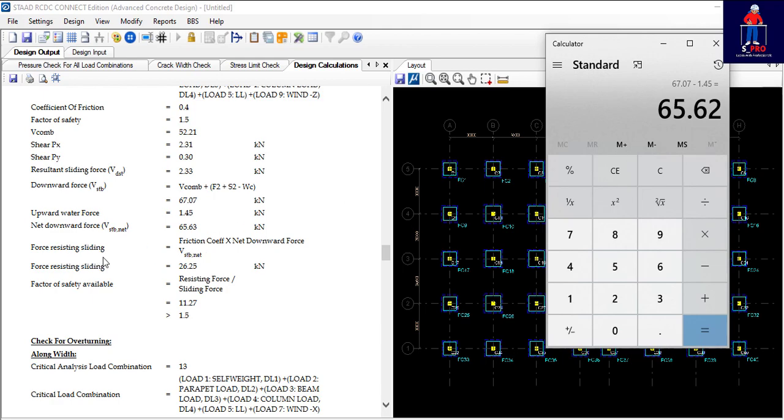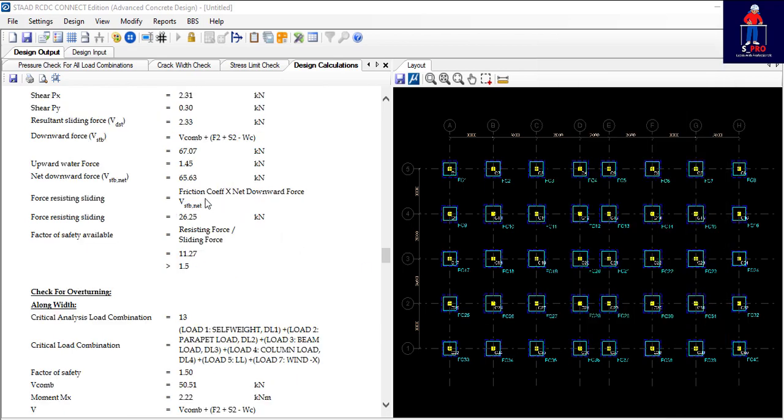So now force resisting sliding, we have to now consider the friction coefficient, multiply it by this, and to get 26.25. So when you consider the friction effect, it brings our resisting force down to 26.25. So this resisting force is what is trying to stabilize our structure, the self-weight of the structure that is trying to prevent the sliding force from pulling it down.